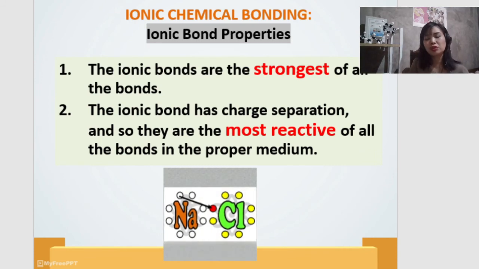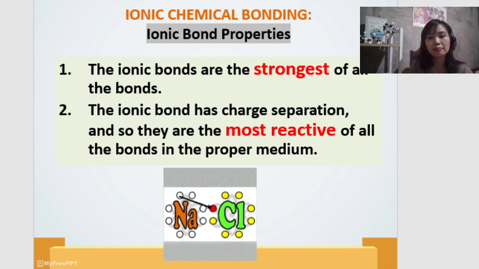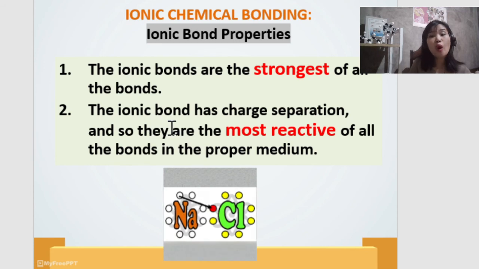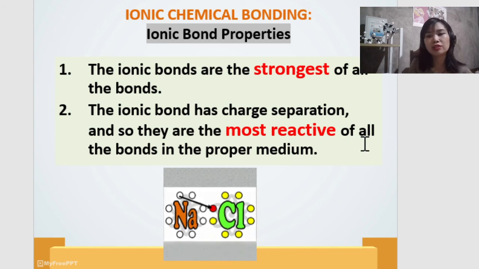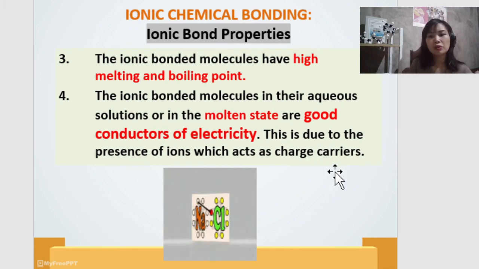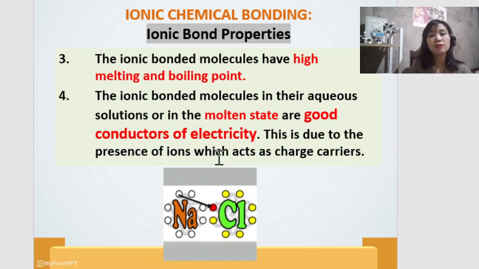Okay, so due to the presence of a strong force of attraction between cations and anions in ionic bonded molecules, the following properties are observed. Number one, ionic bonds are the strongest of all the bonds. Remember that, strongest. Number two, the ionic bond has charge separation, so they are the most reactive of all the bonds in the proper medium. Strongest and most reactive. Then they also have high melting and boiling points. And of course, they are good conductors of electricity. This is due to the presence of ions which act as charge carriers.